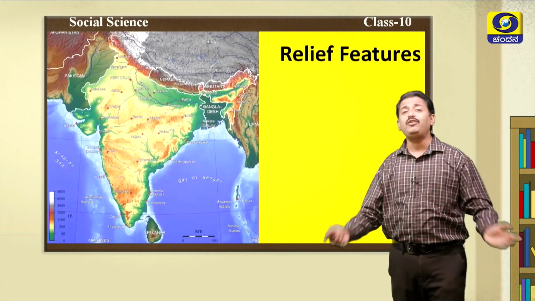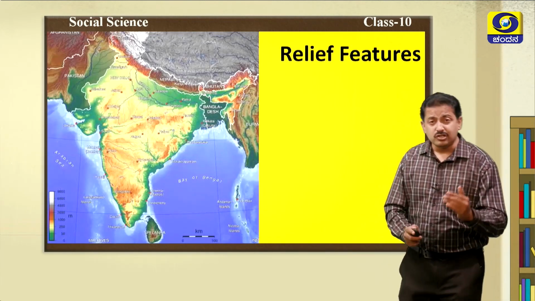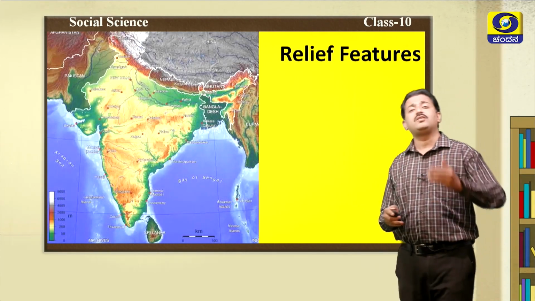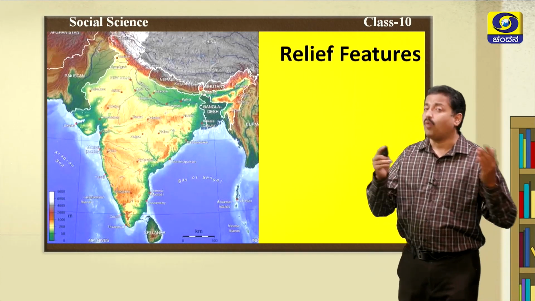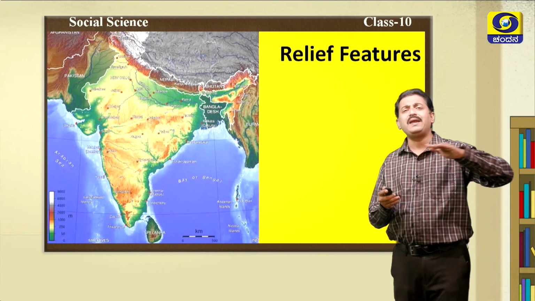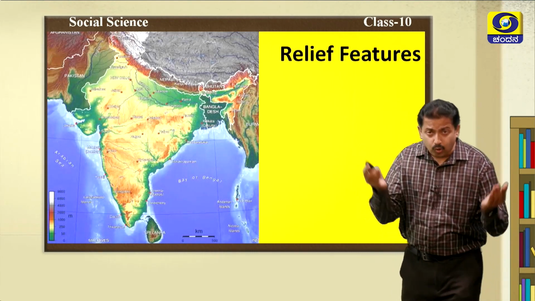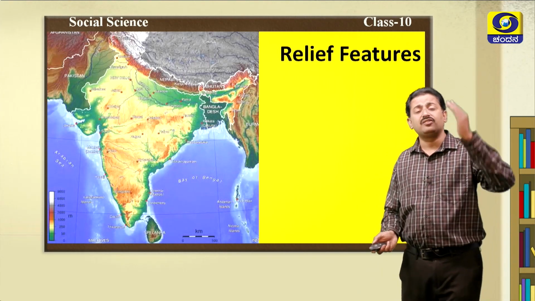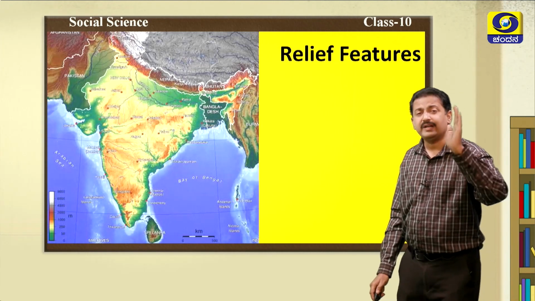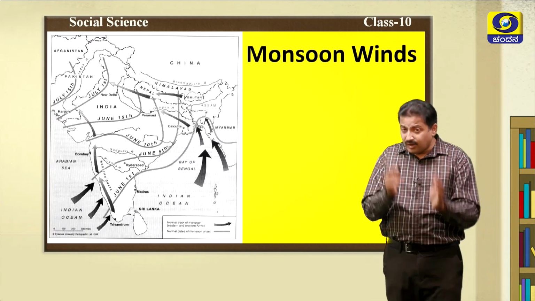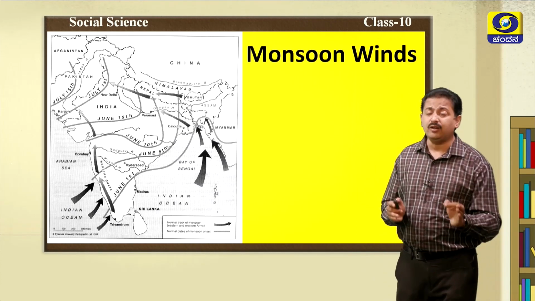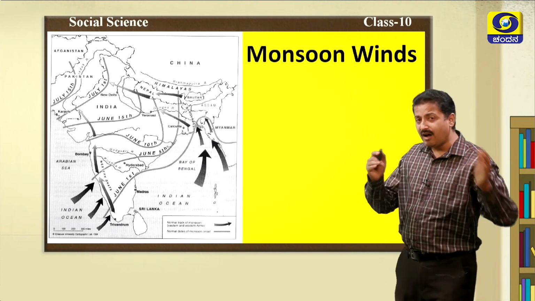Likewise, relief features. Relief features means the physical features on the surface of the earth, say for example mountains, water bodies, the plain lands, even the coastal areas, deltas. All these factors decide the climatic type of a place. The third one is monsoon winds. Monsoon winds play a vital role in deciding the climate of a place.